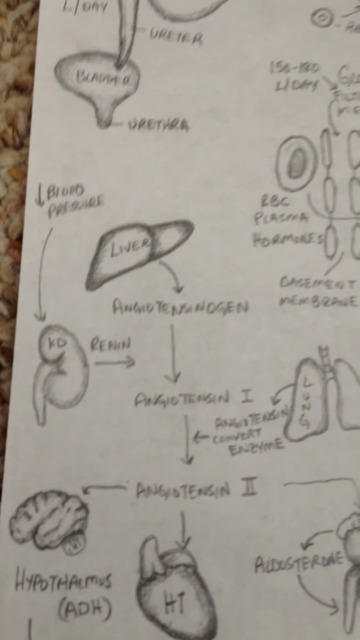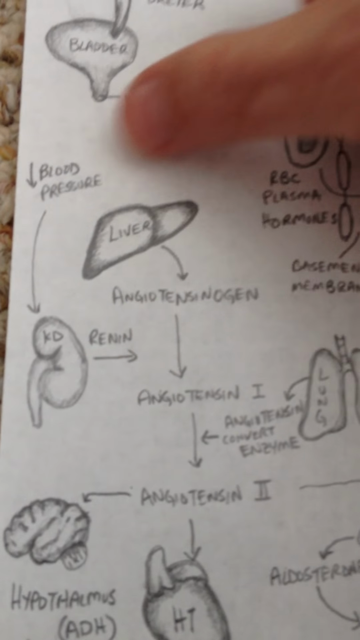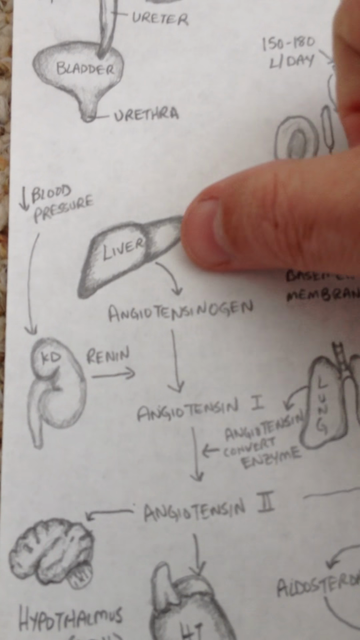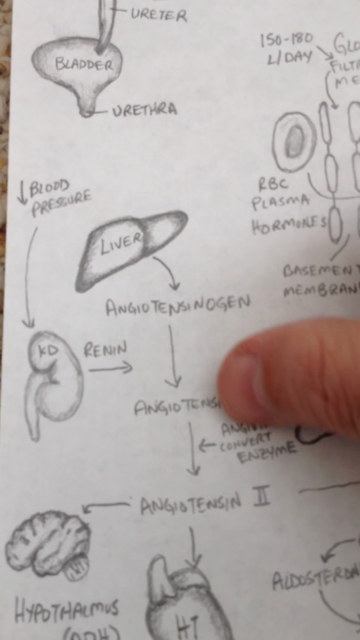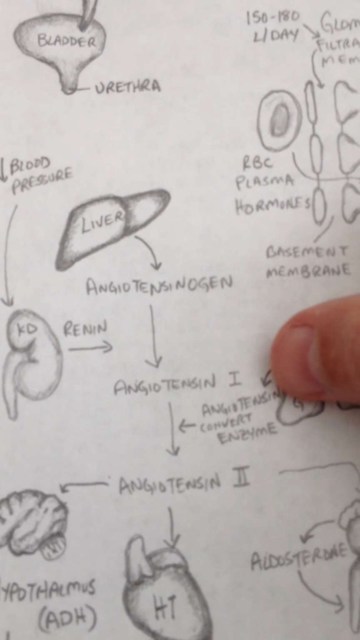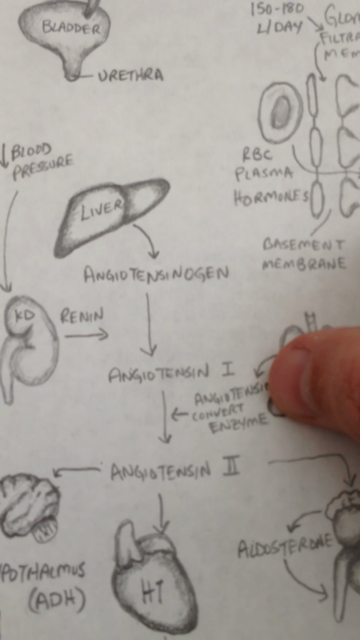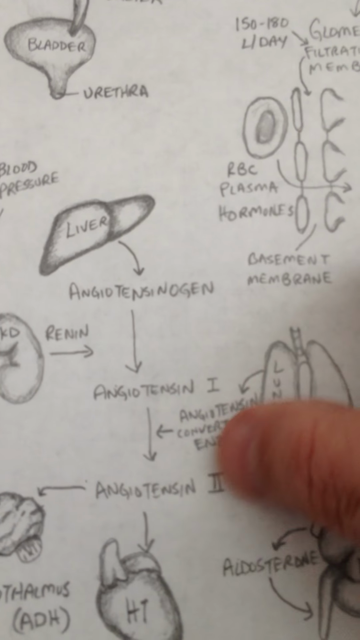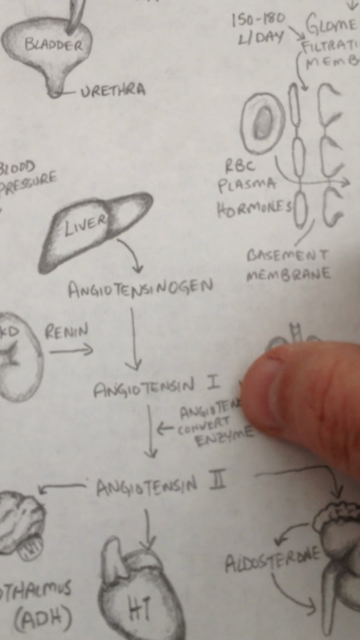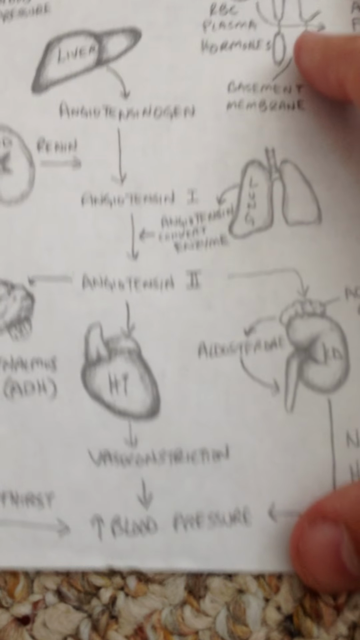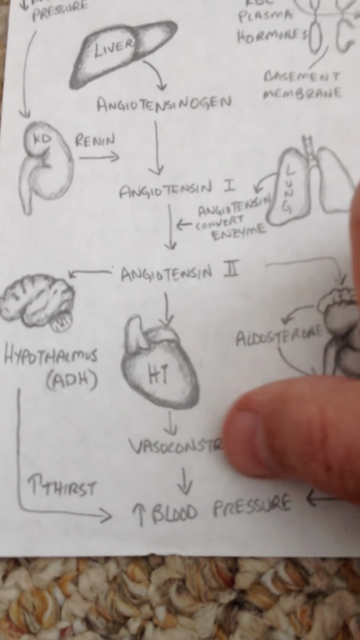As far as the general adjustment for blood pressure, if the blood pressure is low, the kidney recognizes it, it creates renin, and it combines with angiotensinogen to be angiotensin 1, which is then converted to angiotensin 2 by the angiotensin converting enzyme. This is where your ACE inhibitors stop this process. So what will happen is we'll get vasoconstriction and an increase of blood pressure.